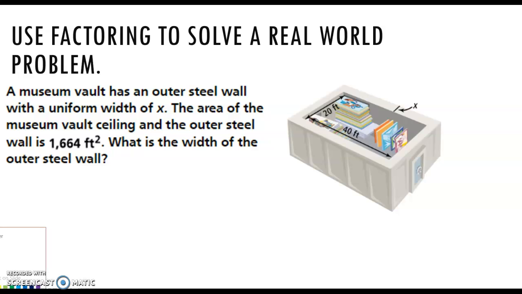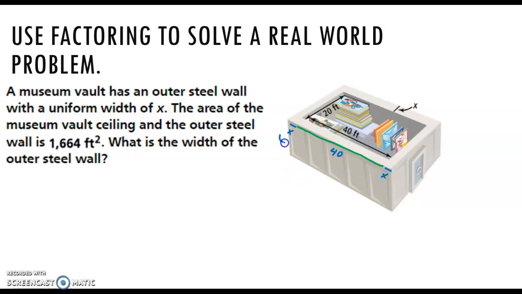So we have a museum vault, and it has a thick wall around it because it's a museum vault, so we want to protect our stuff. The interior of the vault is 40 feet long, but it has this thick wall, and we don't know how long the thick wall is. So the thick wall we're going to call x. So this is 40 for the main part of the room with an x on each side.